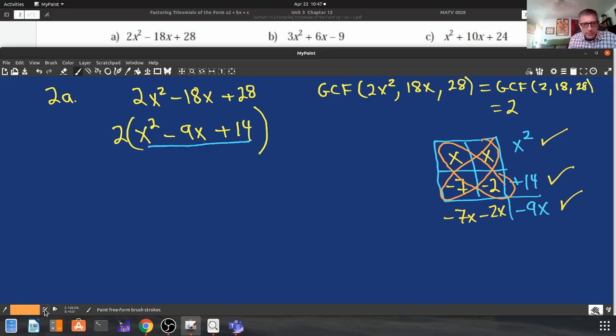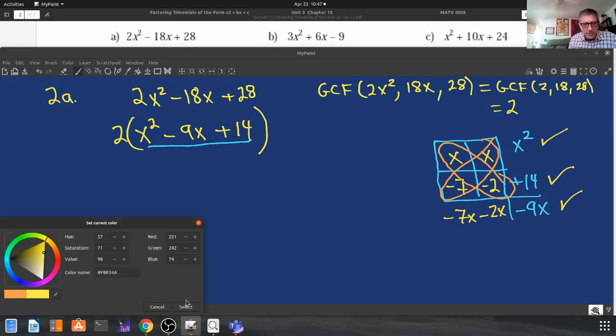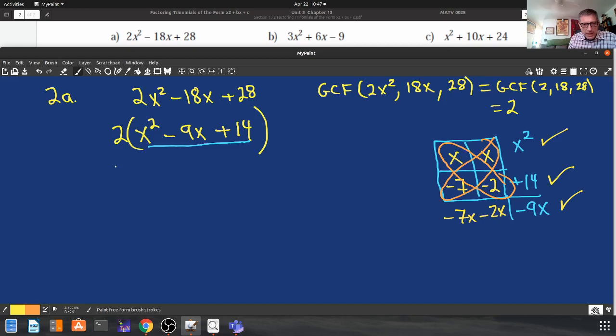So here is the final answer. The final answer is 2 times this, x squared minus 9x plus 14. But x squared minus 9x plus 14 is equal to the product of two linear factors, degree 1 terms, x minus 2 and x minus 7.